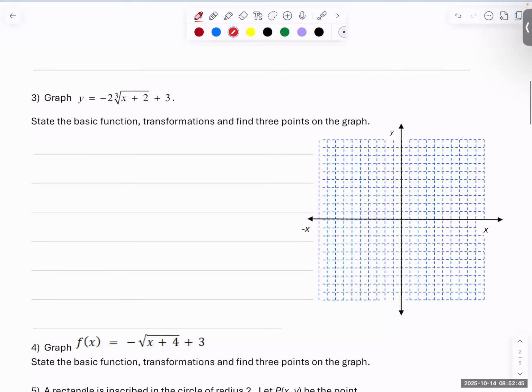Number 3, graph the function y equals negative 2 times the cube root of x plus 2, plus 3. The basic function is the cube root function, y equals positive 1 times the cube root of x. Because the root index is 3, odd, the radicand can be any real number, negative, 0, or positive.